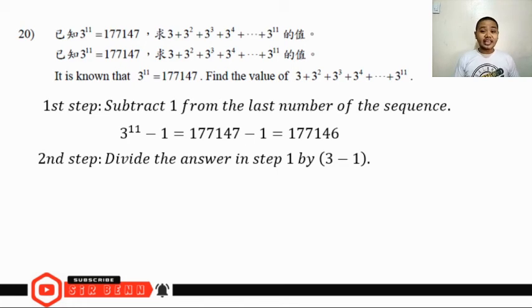Next is to divide the answer in step 1 by the quantity of 3 minus 1. Where did I get 3? That is the common ratio. Common ratio is not hard to understand. It's not hard to understand for a grade 6 student. Common ratio is that we can discuss it this way.